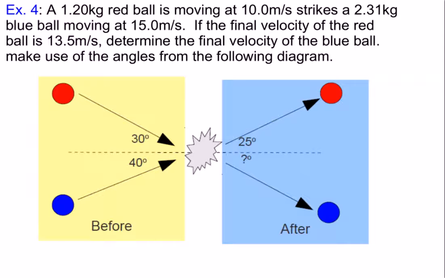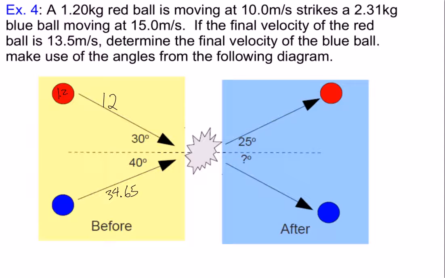So in this example, we've got a 1.2 kilogram red ball moving downwards. So we got 1.2 kilograms. It's moving at 10 meters per second. So if we go 1.2 times 10, that'll give us a momentum of 12. And then our blue one, it says it strikes a blue ball. That's 2.31. And it's moving at 15. So that gives us a momentum of 34.65. Okay.